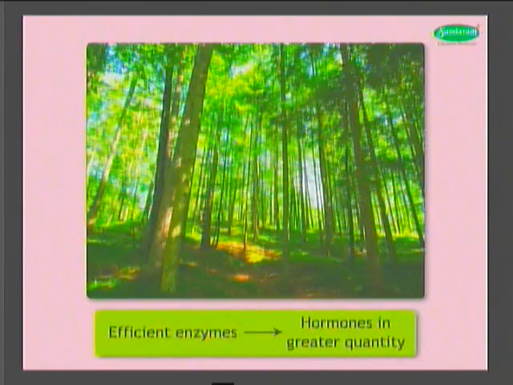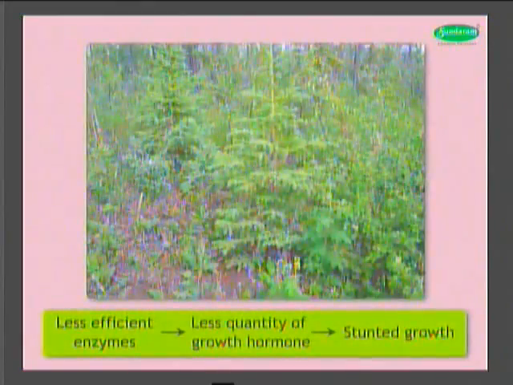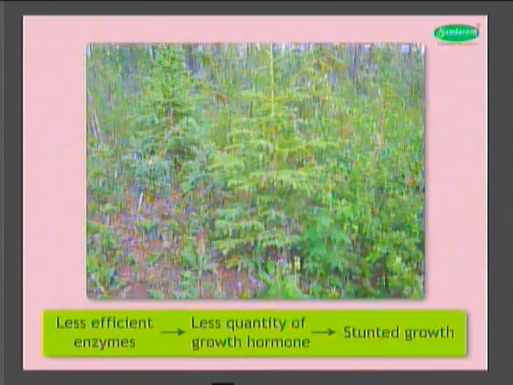Efficient enzymes produce hormones in greater quantity, resulting in the plants gaining height and thus becoming tall. On the other hand, if the enzymes are less efficient, they produce less quantity of growth hormone, which results in the stunted growth of the plants.